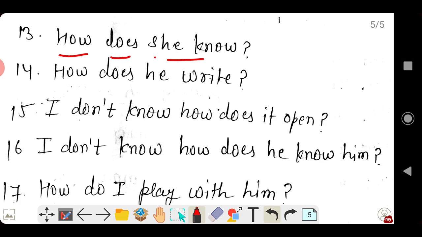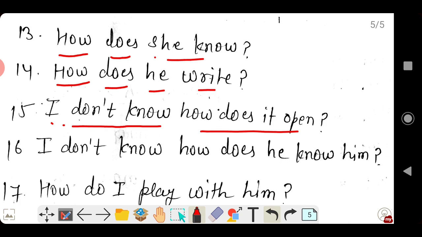How does he write? I don't know. How does it open? Now you can combine two sentences together, like I don't know how does it open.